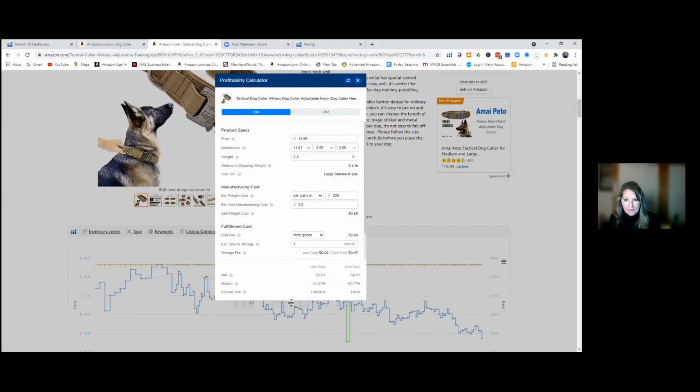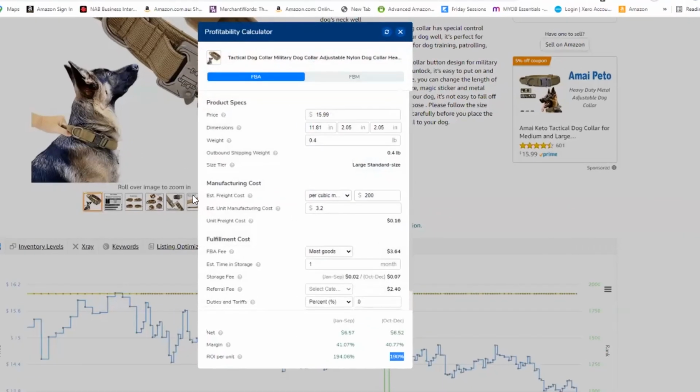This is better than the Amazon calculator. So I'm changing freight to 450. It may even be more at the moment. 450 per cubic meter. So here's the price, $15.99. You can say, what happens if I change it to $19.99? Here's all the sizes.